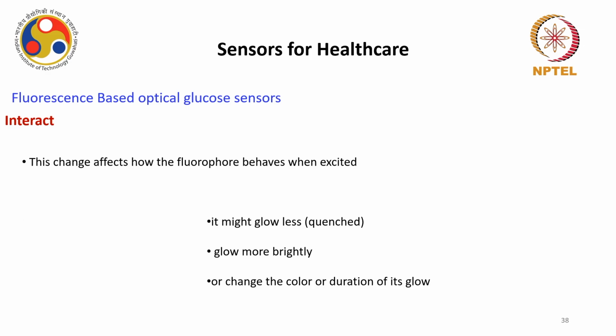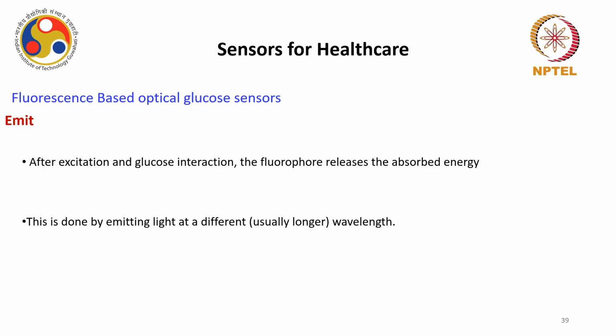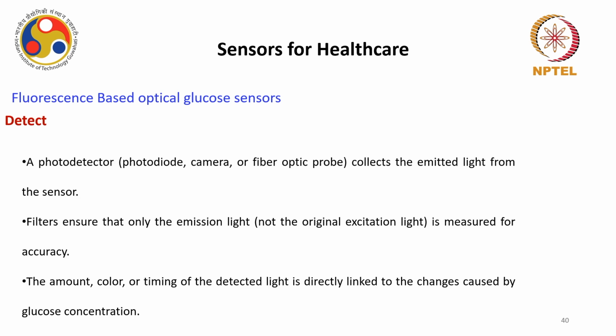These changes affect how the fluorophore behaves when excited. The fluorescence can be quenched, it can glow less, it can glow more brightly, or it can change color during this glow. The third stage is the emission. After excitation and the glucose interaction with the sensor surface, the fluorophore releases the absorbed energy, usually by emitting light at a different wavelength, which is nothing but the fluorescence. Usually this wavelength is longer because the energy emitted is smaller.